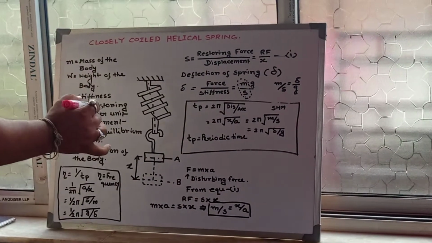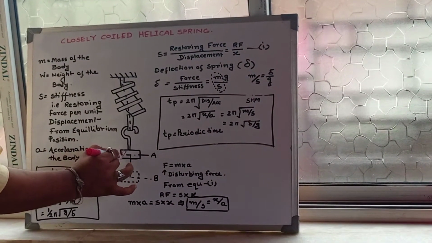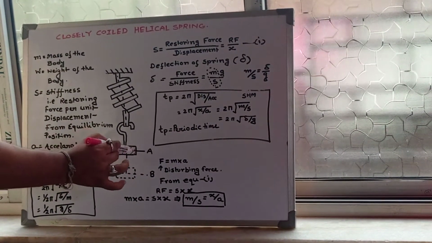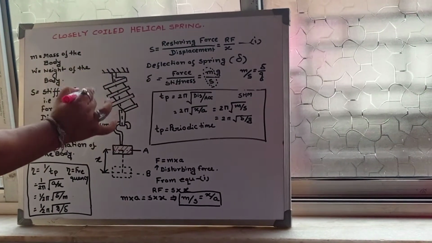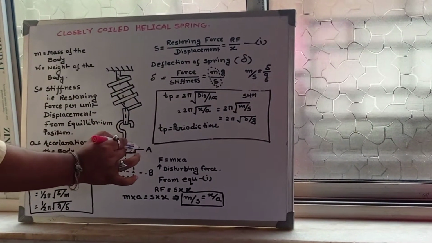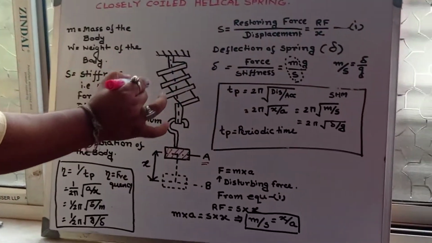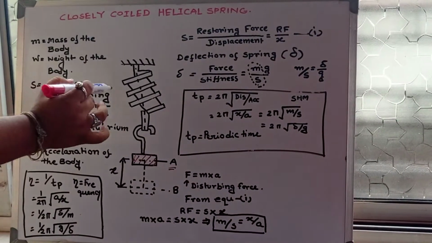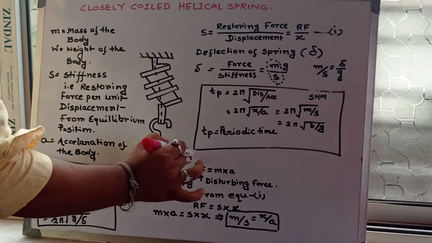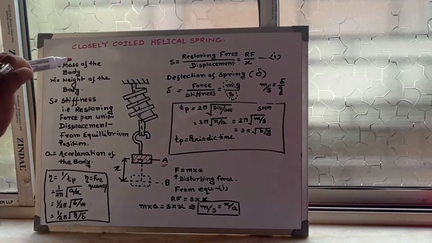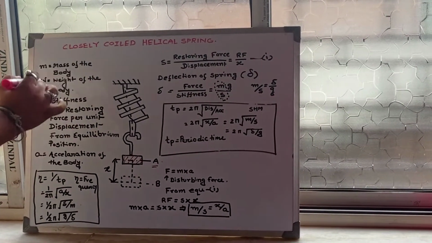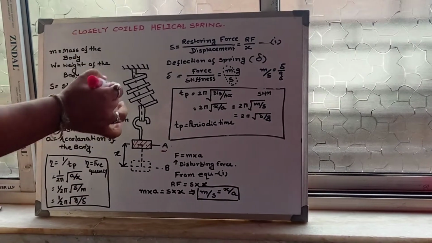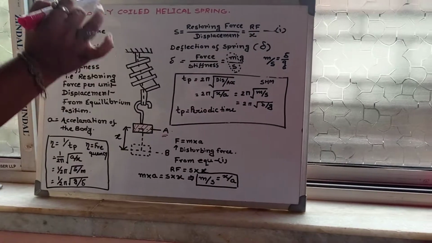Here at this point, you can see a weight hanging. This position is in equilibrium. As the weight is there at position A, the spring does not have any more deflection from its original position. That's why position A is called the equilibrium position. Now let us become acquainted with various common terminology associated with this closely coiled helical spring.